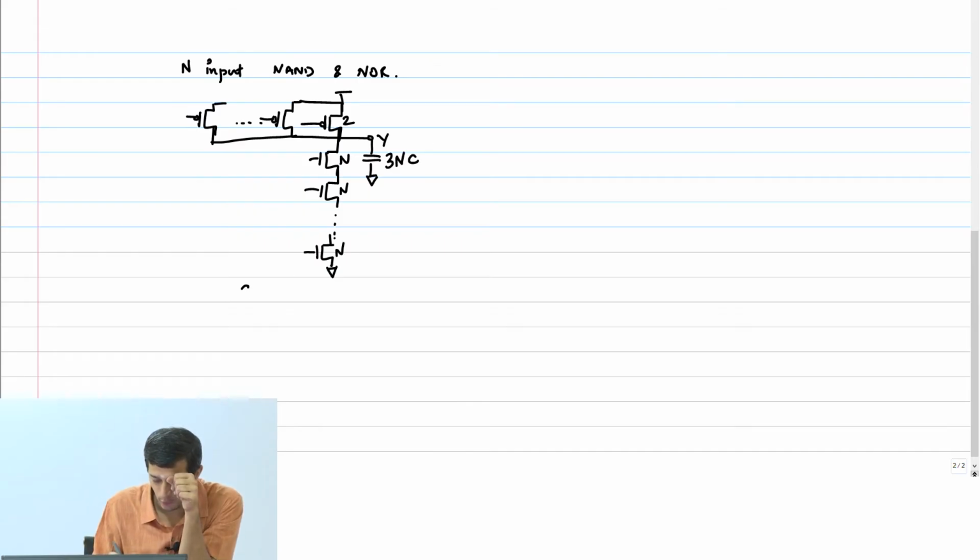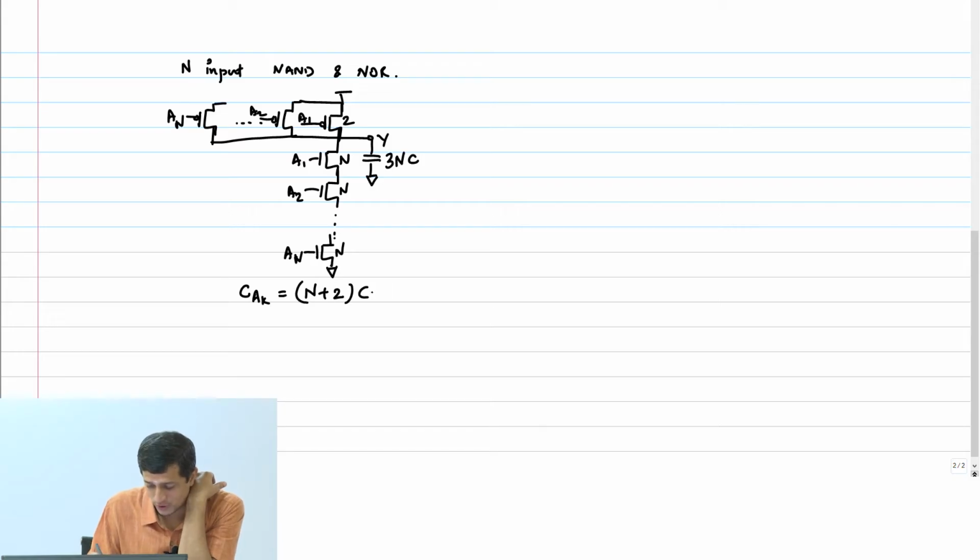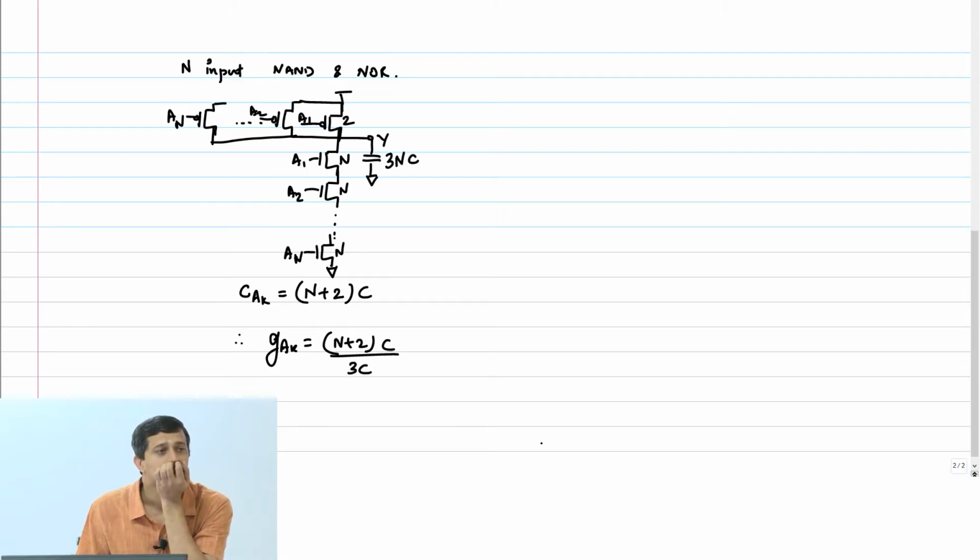And what's the input capacitance? On inputs A1, A2, AN, it is N plus 2 into C. Therefore, the logical effort on each input is N plus 2 into C divided by 3C, because I have to compare this to a reference inverter with size 1, 2. That's how we have sized it.